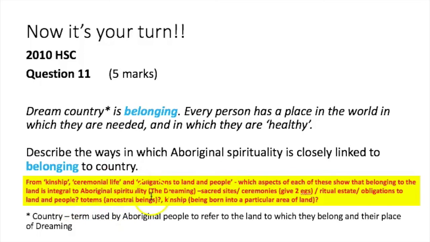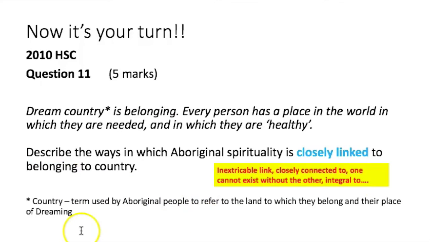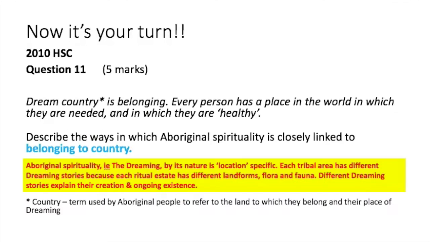Have a think about totems, ancestral beings, how are they linked to country? Think about kinship: inextricable link, closely connected to, one cannot exist without the other, integral to. And belonging to country, if we have a look down here, this term country, to refer to land to which they belong and their place of dreaming.